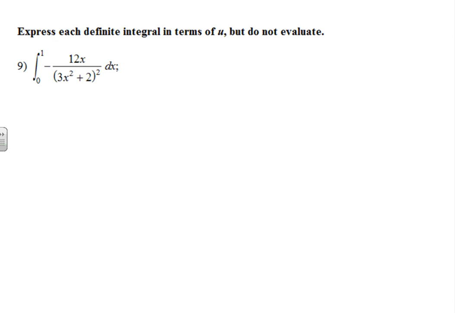Number 9, you know what, I skipped a couple, but I hope you're fine with that. Try doing those other two on your own. Express each definite integral in terms of u, but we do not have to evaluate it. Actually, let's evaluate it. That will be good practice.